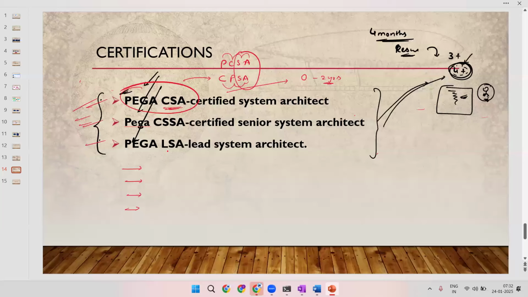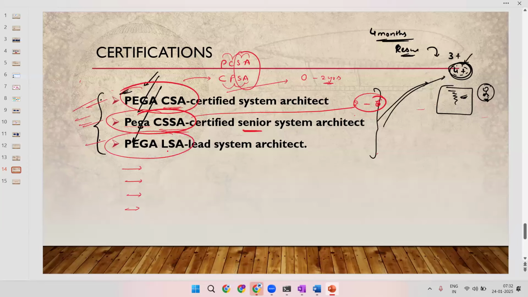If you want to project something more, maybe 3+ or 4 years, companies generally look for this level, that is CSSA, Certified Senior System Architect. Generally, people with this have between 2 to 6 or 7 years of experience.